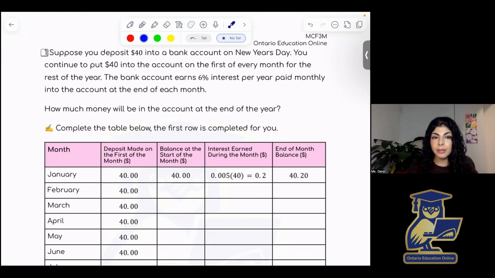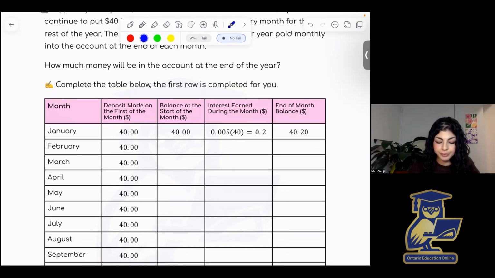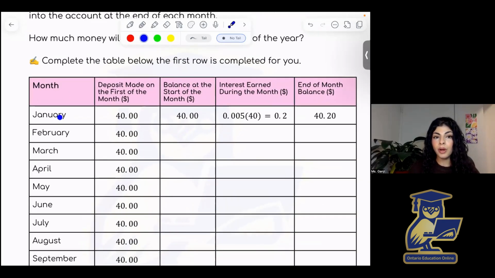So in this case, it is a little bit different in the sense that we are depositing at the beginning of the month, but then we're earning the interest at the end of the month. So that's why we have the table set up. So on January, on New Year's Day, we had deposited $40.